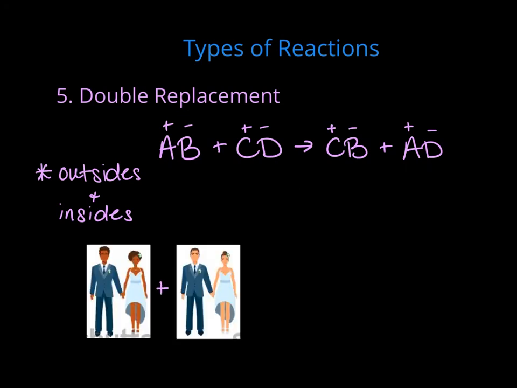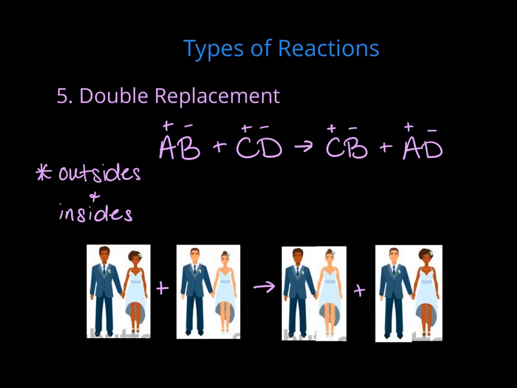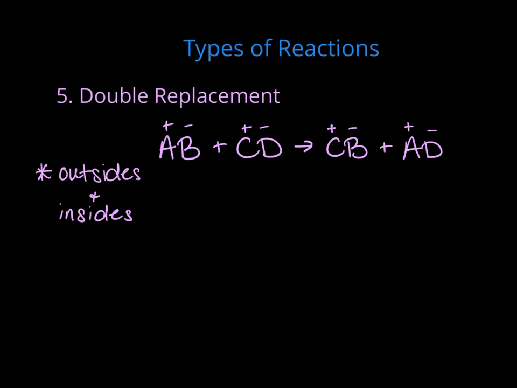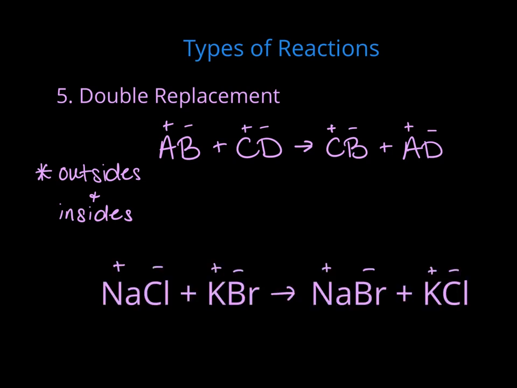If we were to revisit our prom example with a double replacement reaction, it would be like 2 couples going to the prom and leaving with each other's dates by the end of the prom. A real-life example of this would be sodium chloride reacting with potassium bromide to produce sodium bromide and potassium chloride.